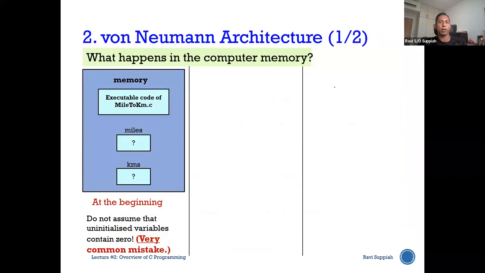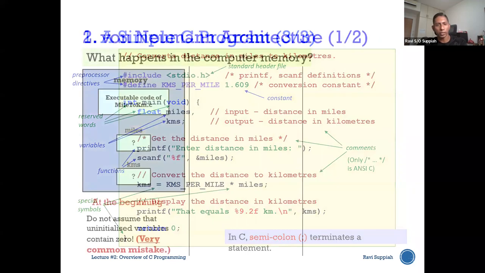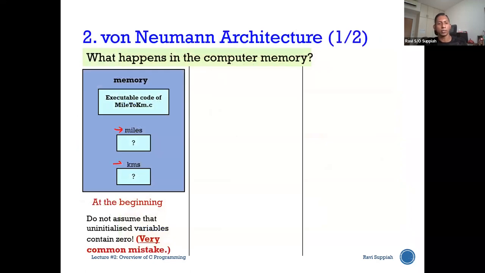Now let's have an idea of what really happens in the computer memory. If you look at this, you are going to execute this code, miles to kilometer, correct? So when I first run this code, when I compile and download this code and start executing, the compiler, when it sees that you have asked for two variables, miles and kilometers, will set aside two memory locations called miles and kilometers inside the memory space. Similarly, your code, the actual code, is also running off the memory space of the system.